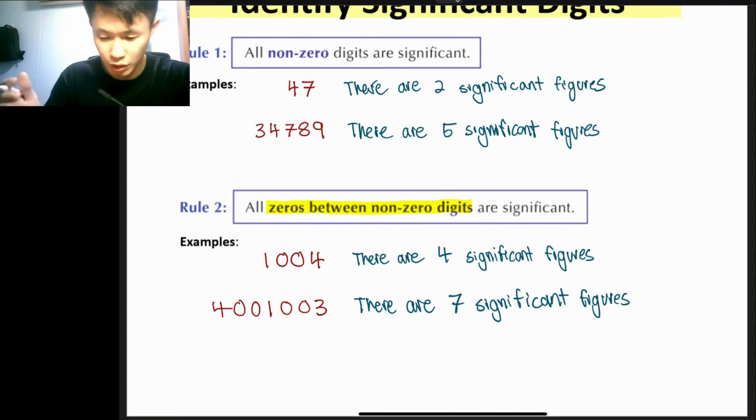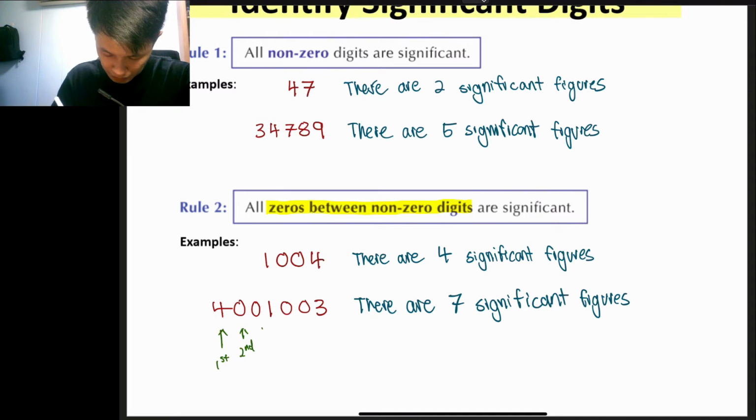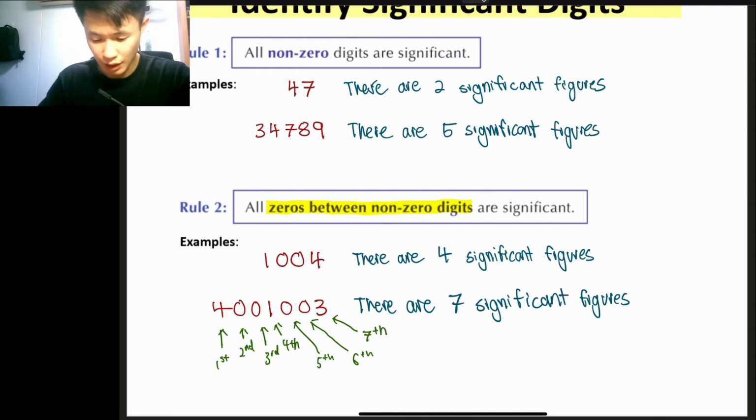Okay, how do we count them? We always count them from left to right. So this is the first significant figure, second, third, fourth, fifth, sixth, and this will be the seventh. Okay, this is how you count significant figures. It's not that difficult. It's just a matter of counting.